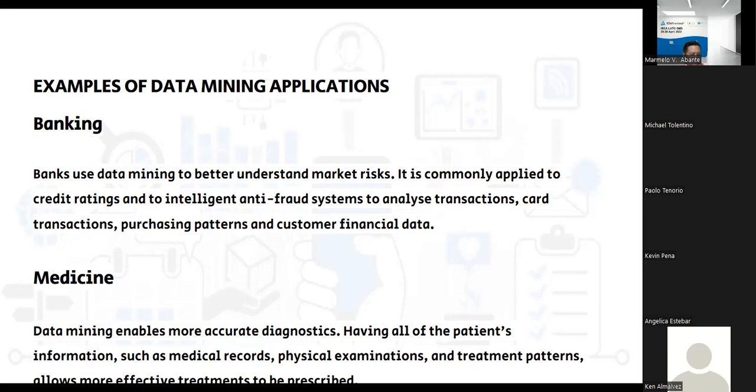In medicine, data mining enables more accurate diagnostics. Having all of the patient's information, such as medical records, physical examinations, and treatment patterns, allows more effective treatments to be prescribed. It also enables more effective, efficient, and cost-effective management of health resources by identifying risk, predicting illnesses in certain segments of the population, or forecasting the length of hospital admissions. Detecting fraud and irregularities and strengthening ties with patients with an enhanced knowledge of their needs are also advantages of using data mining in medicine.